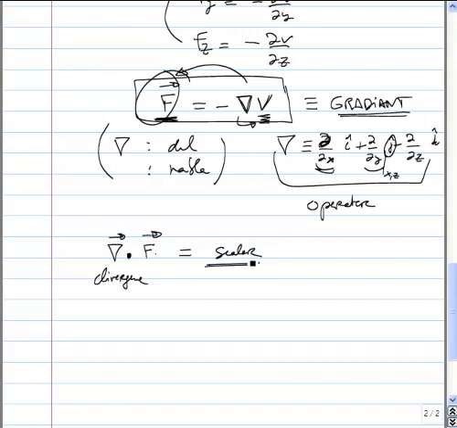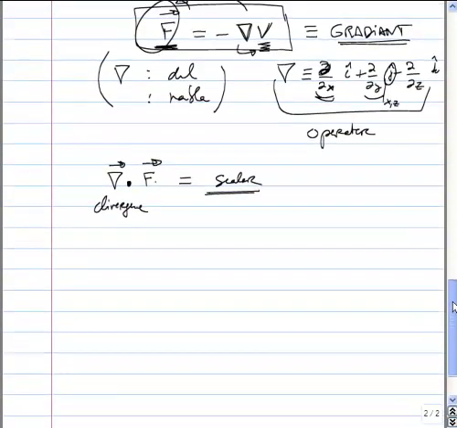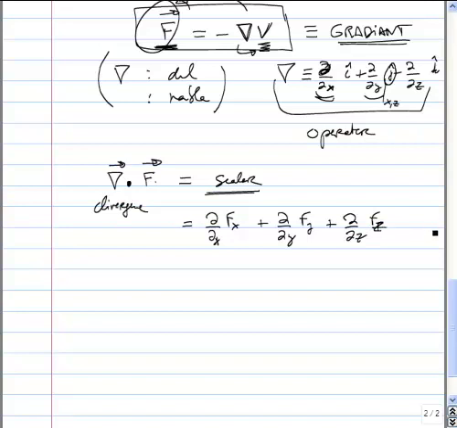So whenever you apply the del operator to a scalar function, you end up with a vector function, and that's called a gradient. Whenever you apply the del operator to a vector function, it's like taking the dot product and you end up with a scalar function. So in this case, you will just end up with d/dx of Fx plus d/dy of Fy plus d/dz of Fz.